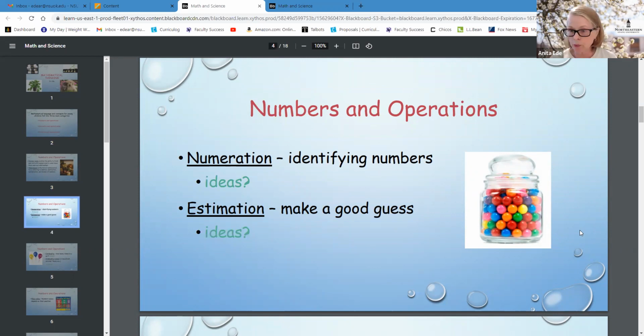Estimation, that's also an important piece of numbers and operations, but I can tell you, this does not develop in pre-K, does not develop in kindergarten, and it's starting to come around in first grade, but not real great. Children have difficulty estimating. So please don't use that in pre-K lessons and as something that you need to assess because it's not going to work.